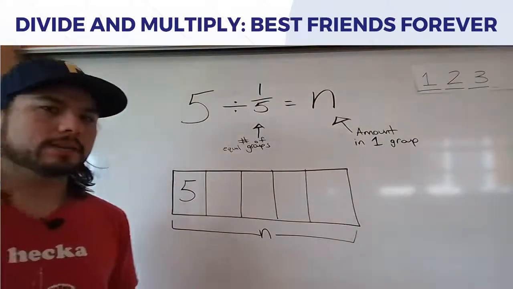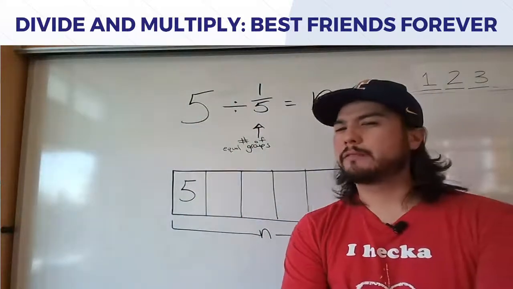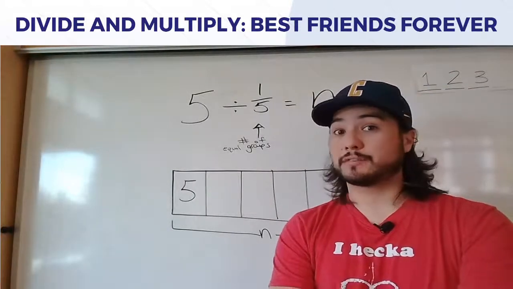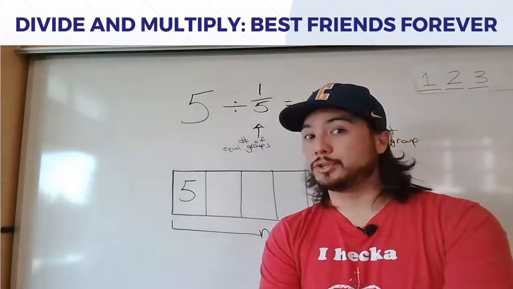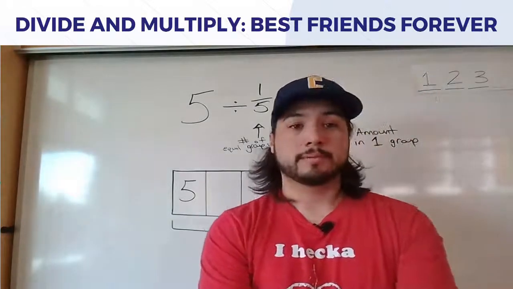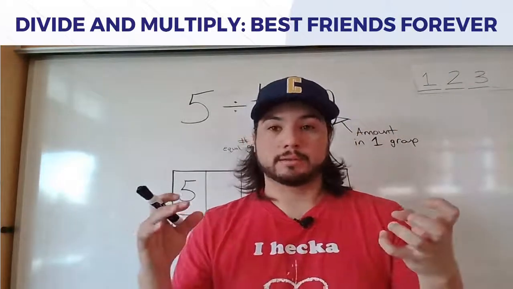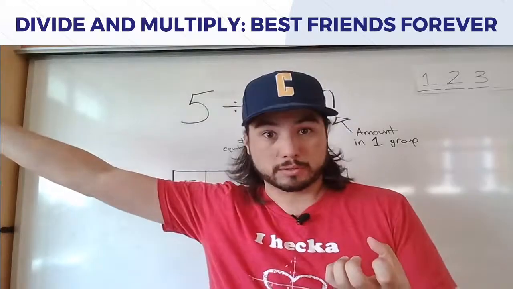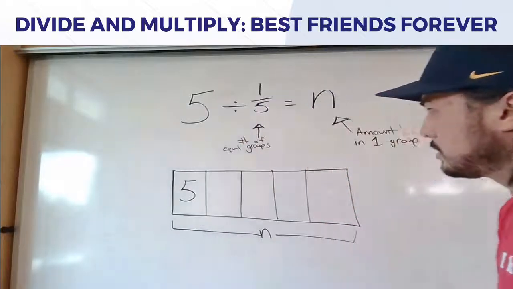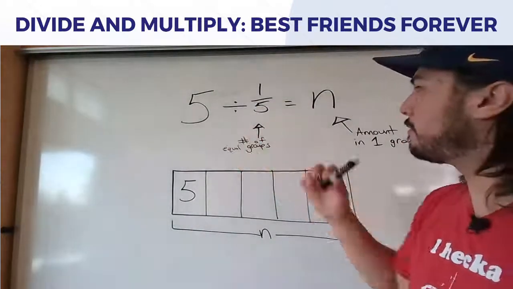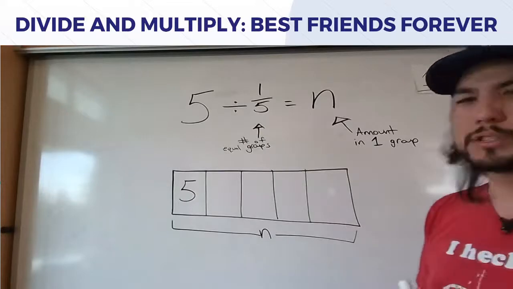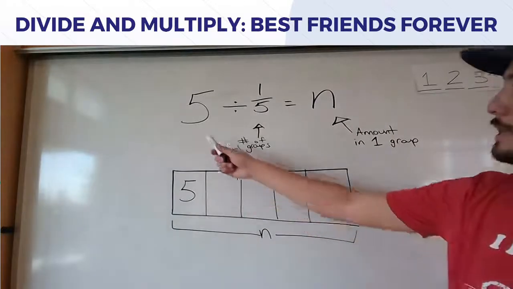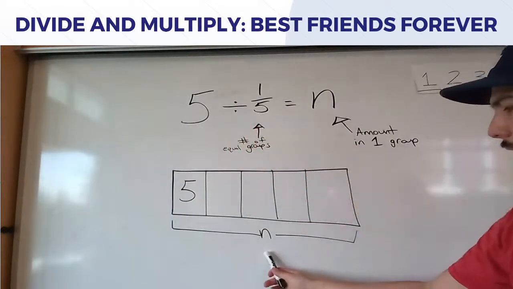Let's go back to our work yesterday with inverse operations, because we talked about dividing and multiplying, our best friends forever. They're inverse operations. They can undo each other. They're kind of the opposite thing, right? Division takes a quantity and puts it into equal groups. Multiplication takes a quantity and makes more equal groups. Kind of the opposites of each other. So, looking at our 5 divided by 1/5 equals n, what would be a multiplication equation that would be the inverse of this? So we take our 5, we divide it by 1/5, and we get n.